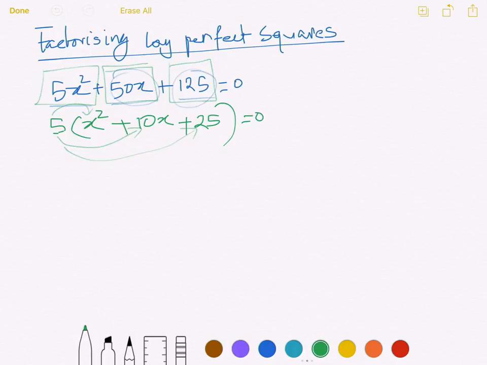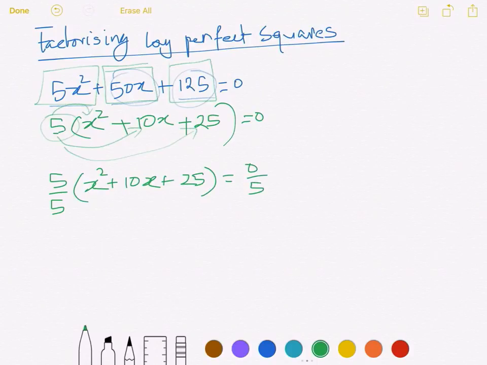Now that we have a 5 at the front and we have a bracket, what we need to do is get rid of this 5 at the start, and the way to do that is we divide this 5 by another 5, and what we are left with is what we had in the bracket, which is x squared plus 10x plus 25. And on the other side we have 0, which we also divide by 5. We can't just divide one side of the expression, we have to divide both sides of the expression, and as a result our 5's cancel out.